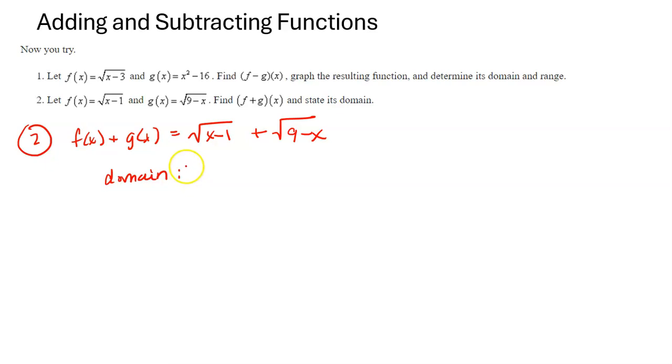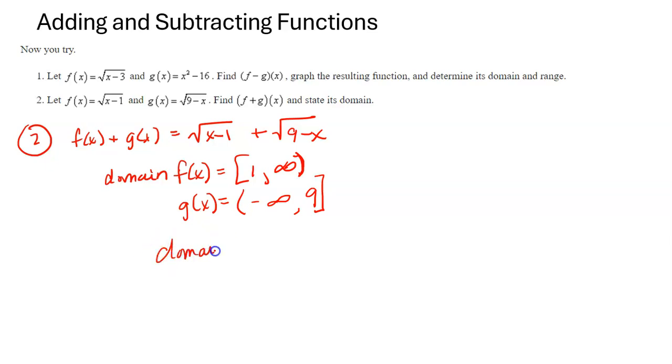And then I know that the domain of f of x is equal to 1 to infinity, right? Because this can be equal to 0, but it can't be less than 0. It can't be a negative number. And the domain of g of x is going to look very similar. So we can go from negative infinity. We can put all the negative numbers we want in here because it'll still be positive, all the way to 9. And that includes 9. Okay, so the domain of f plus g of x is equal to 1 to 9.